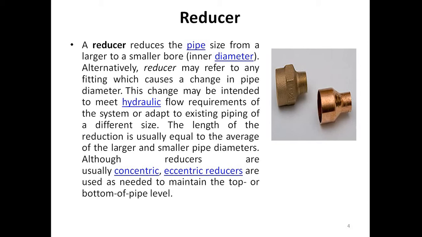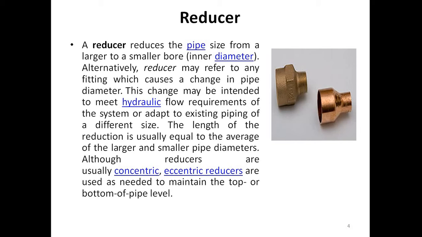The change may be intended to meet hydraulic flow requirement of the system or adapt to the existing piping of a different size. The length of the reduction is usually equal to the average of the larger and smaller pipe diameters. Although reducers are usually concentric, eccentric reducers are used as needed to maintain the top or bottom of pipe level. Now reducer, by name itself, reduces the size of the pipe. A reducer reduces the pipe size from a larger to smaller bore.